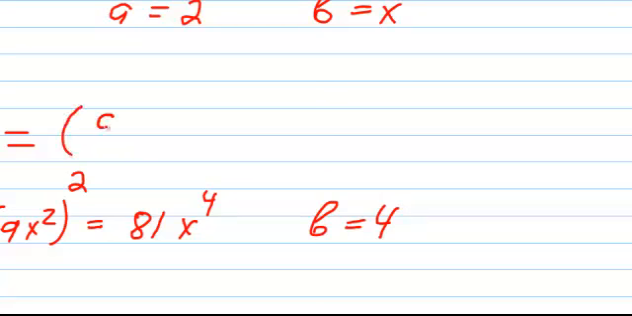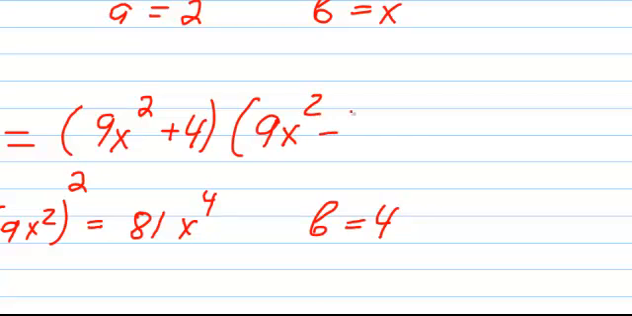So we can write 9x squared plus 4, 9x squared minus 4. And it seems a nice answer, but don't hurry. Consider very carefully each term. This term, even though it's a binomial and each term is a perfect square, we have a sum here. So this term is prime. We cannot factor it any further.